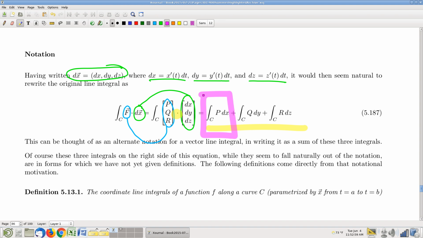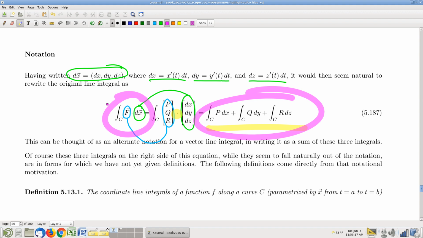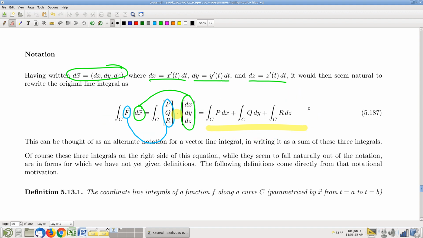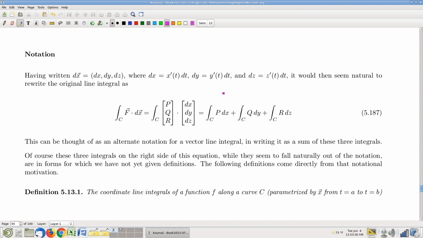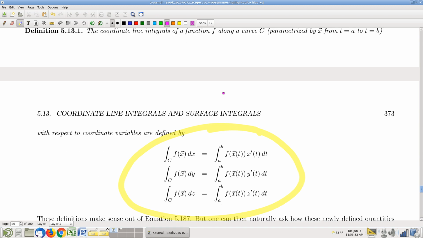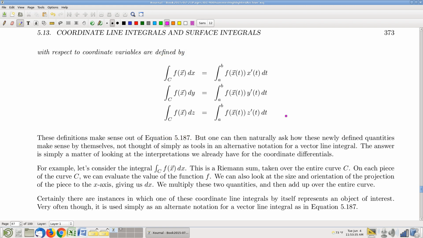Well, the p is just the first coordinate of the vector field. So geometrically, what does this represent? It's hard to make that case for what this represents. Nevertheless, that coordinate line integral plus this coordinate line integral plus this coordinate line integral, the sum of those three things is work. All right, so why would I want to write this like this? By the way, I do need to make the definitions here.